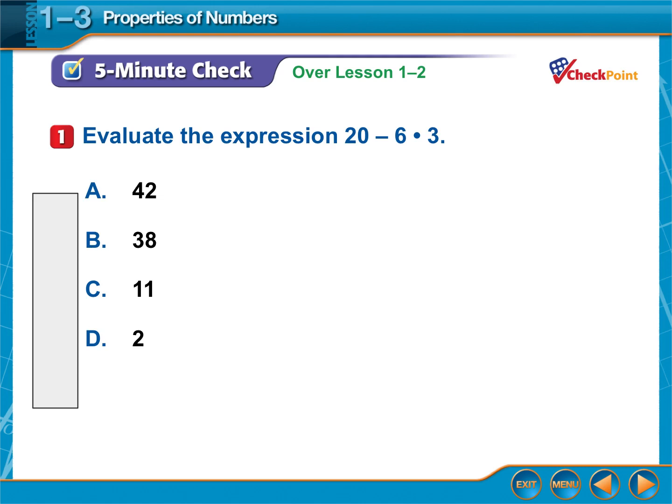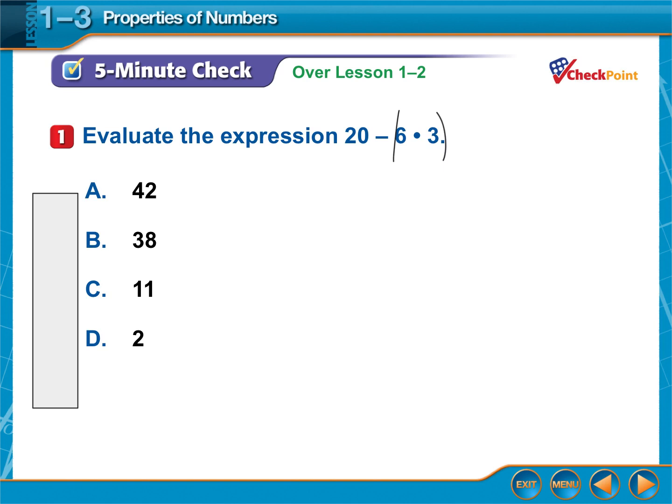Okay, so today we're doing 1.3. We're going to start with these 5-minute checks first, and then we'll talk about different properties of multiplication. Okay, so last week we learned what? PEMDAS. Okay, so this is a little review. What do we do first in this situation? 6 times 3. 6 times 3, and if you need to show yourself like that, do that.